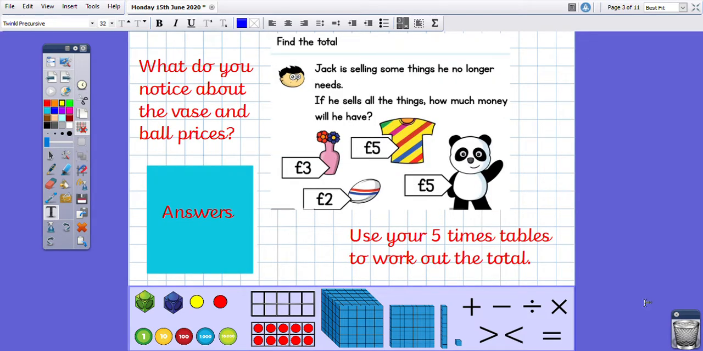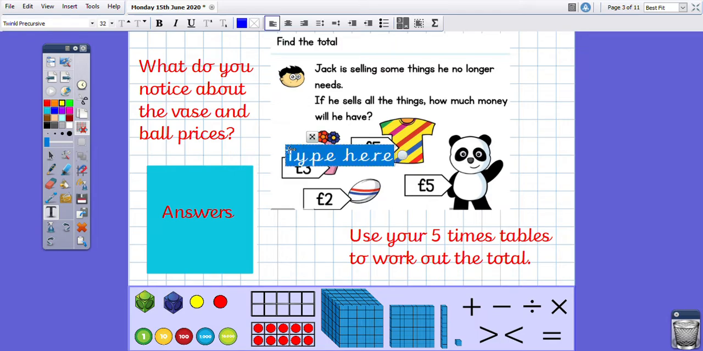Okay then, so we need to find the total. Jack is selling some things he no longer needs. If he sells all the things, how much money will he have? So we need to find out how much altogether these things cost. Now you can use your 5 times table to work out the total, but these don't cost £5. What do you notice about the vase and the ball? If you added those together, you would get £5.